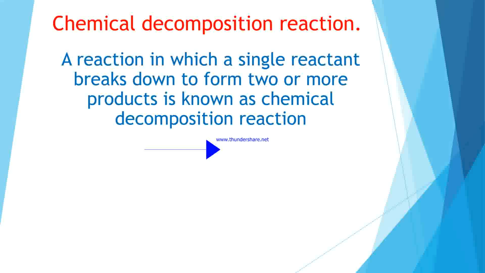A reaction in which a single reactant breaks down to form two or more products is known as chemical decomposition. The supportive equation is copper carbonate. When it undergoes decomposition, it results in the formation of copper oxide with the release of carbon dioxide.